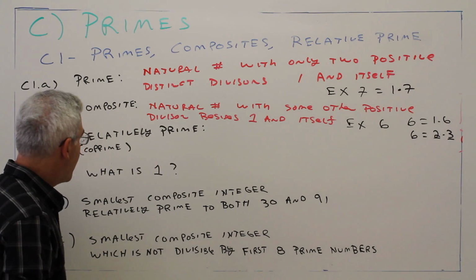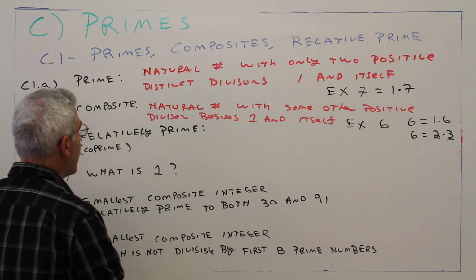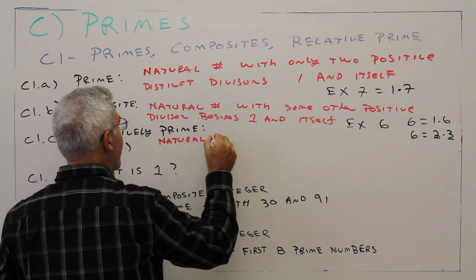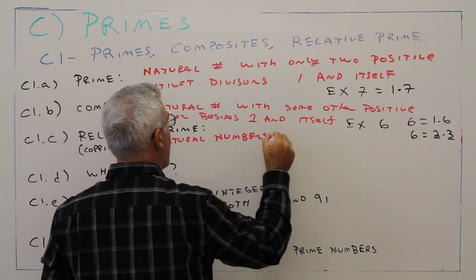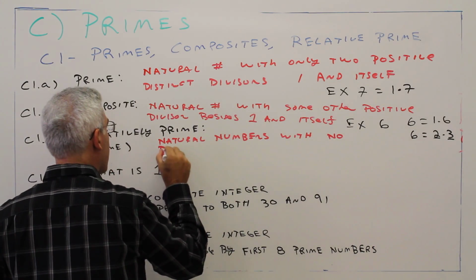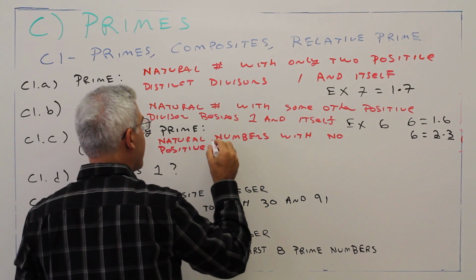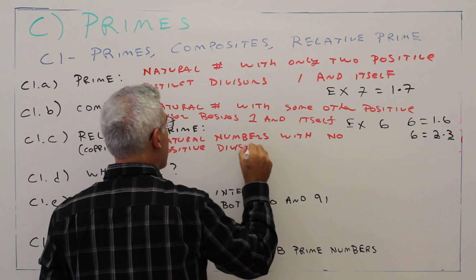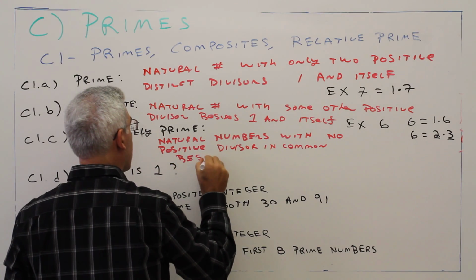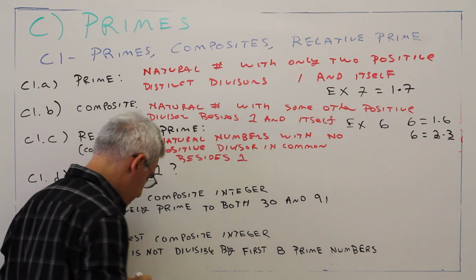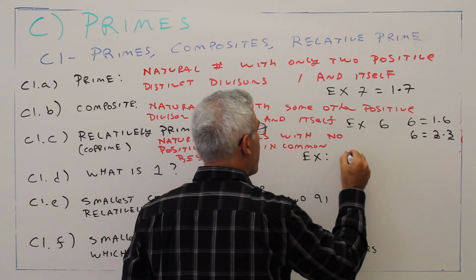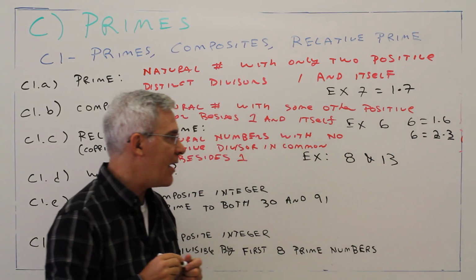All right, relatively prime or coprime. So these are natural numbers with no positive divisor in common besides 1. Okay, so an example would be 8 and 13.